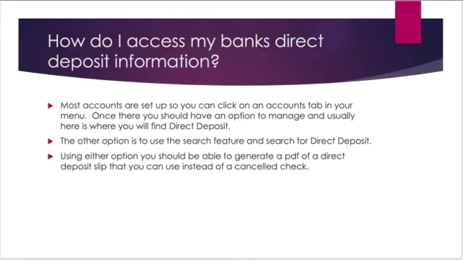Once you're there, if you have multiple accounts, make sure that you choose the correct account that you want your reimbursement deposited into. The other option, if you're not able to find it under the accounts menu, is to use the search feature and search specifically for direct deposit. That will give you the information you need for your individual bank. No matter which option you use to get there, you should be able to generate a PDF page of a direct deposit slip that you can then use instead of a canceled check.